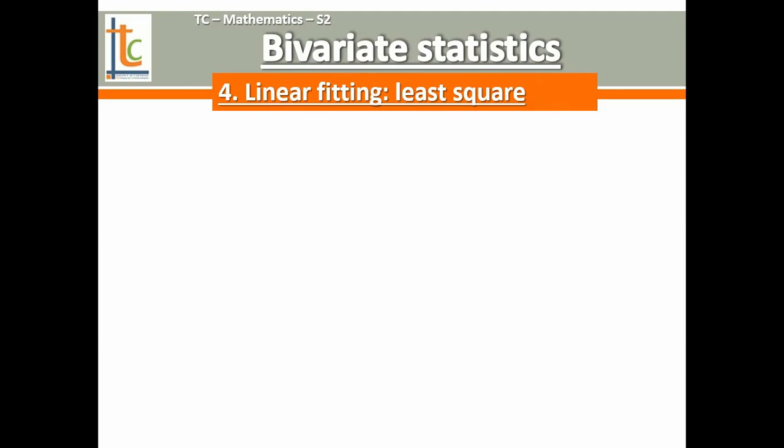We have to know first how to find out the value of some statistical parameters that are useful in bivariate statistics. They will be useful for linear fitting with the least square method and also for statistical prediction with the rate method. Let's discover these parameters in this first video.